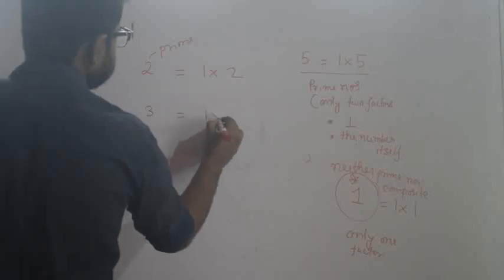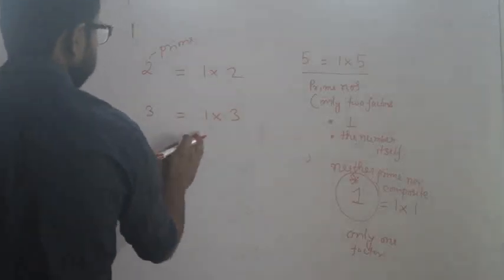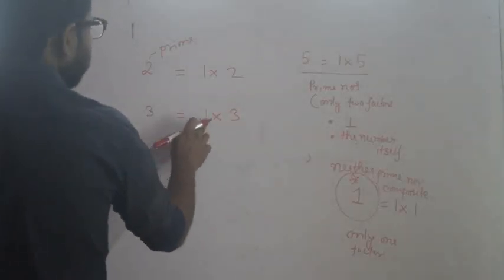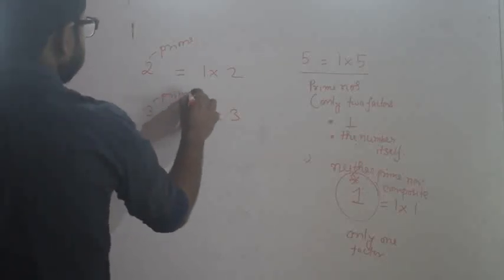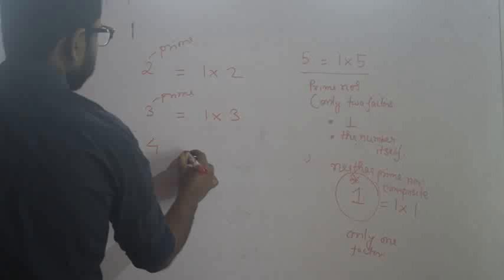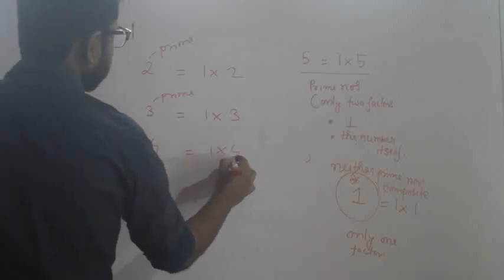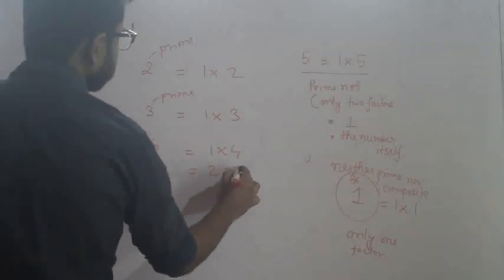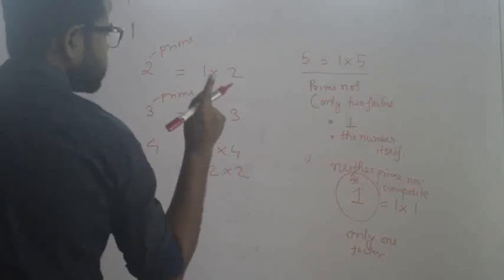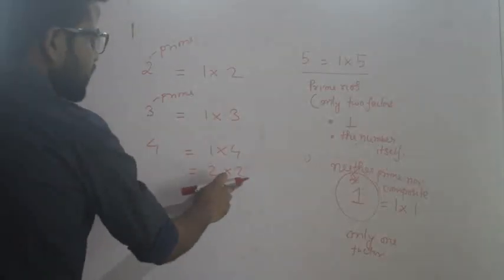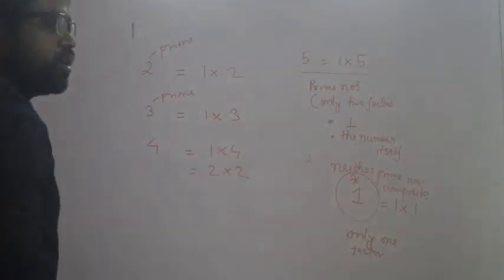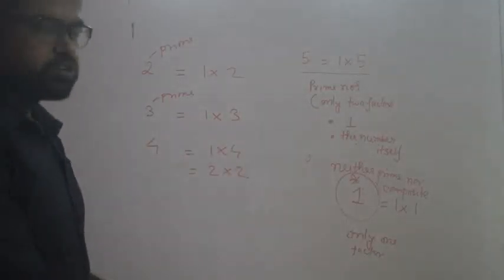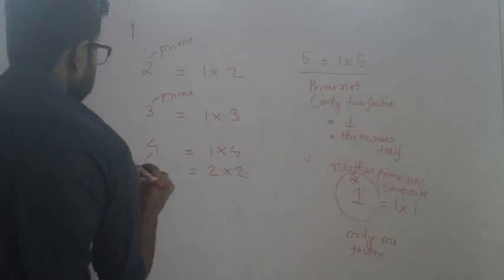3 can be written as 1 into 3. Again, it has 2 factors, 1 and the number itself. So this is also prime. Now look at 4. 4 can be written as 1 into 4 and 2 into 2. So these 2 will be considered as 1 because they are the same. So we have 3 factors, 1, 2 and 4. So that means it has more than 2 factors. So 4 will be termed as composite.